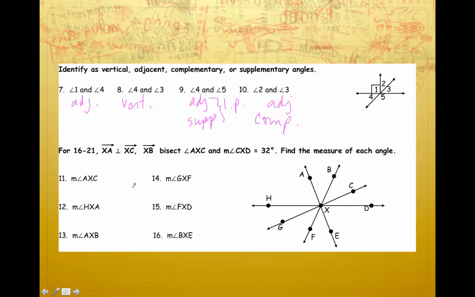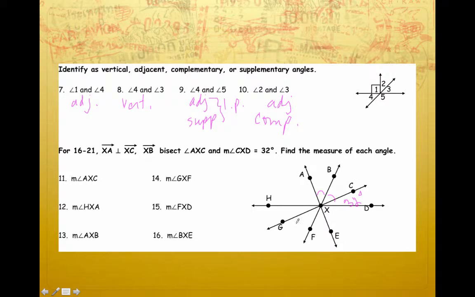Okay, so down here, we're given that XA and XC are perpendicular, so these two are perpendicular. XB bisects AXC, which means these two are the same because it splits these in two. And CXD is 32 degrees.